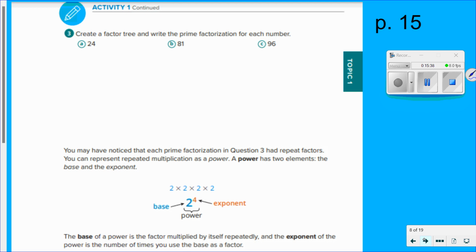Here's your chance to show me that you're listening and can do what I've asked. You are going to create a factor tree and write the prime factorization for each number. You've got 2 parts: create the factor tree and write the prime factorization. Everybody clear on what you're doing? Okay? We've got 3 numbers for you, A, B, and C. We'll give you about 7 minutes to do all of this. Go ahead and get going.